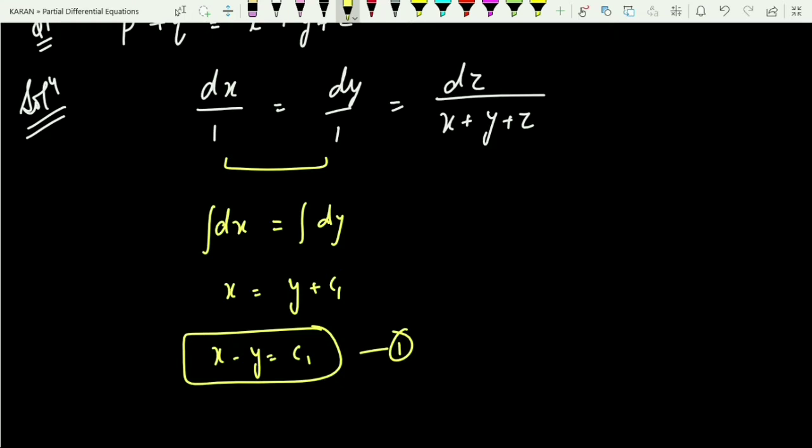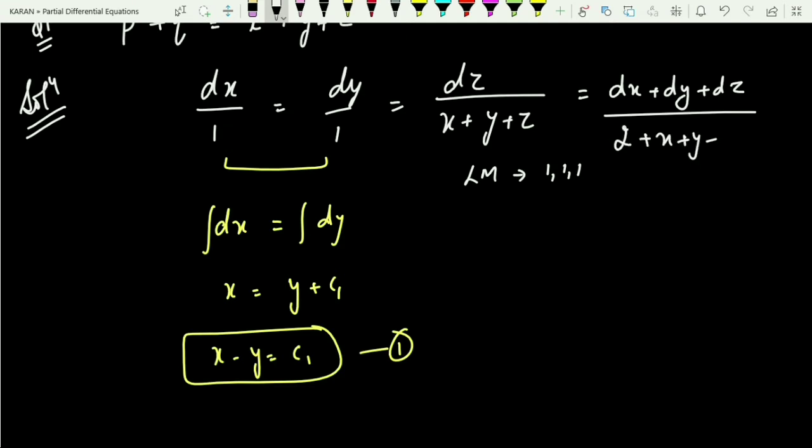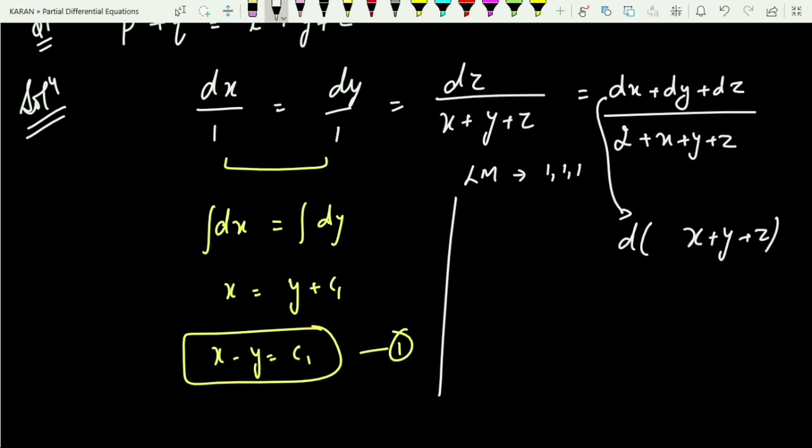Now in order to find the second solution, I'll be using the Lagrange multipliers, corresponding to this, that is 1, 1 and 1. Just observe what will happen if I choose the Lagrange multipliers to be 1, 1, 1. This will be equal to dx plus dy plus dz, and in the denominator you will be getting 2 plus x plus y plus z, right? Now one thing you need to observe from here is, in the numerator we can write it as the derivative of x plus y plus z, because this will be dx plus dy plus dz divided by 2 plus x plus y plus z.